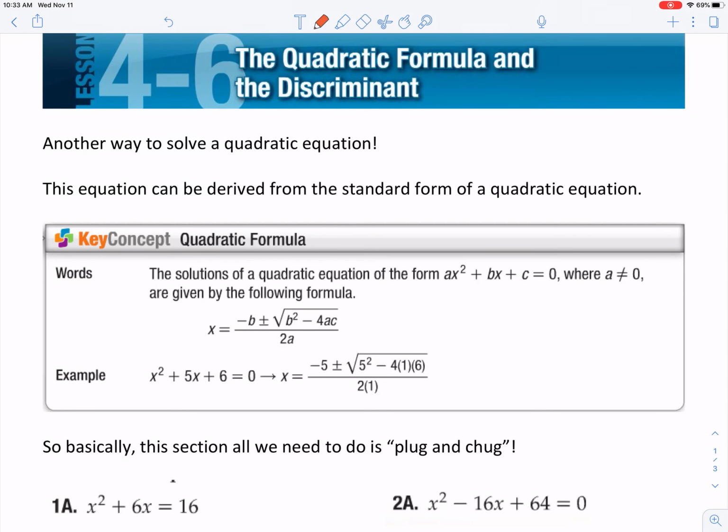Last but not least, we get to solve using the quadratic formula. The quadratic formula is kind of a tedious formula, but it will never, ever fail you. This is what it is right here: negative b plus or minus the square root of b squared minus 4ac all over 2a.